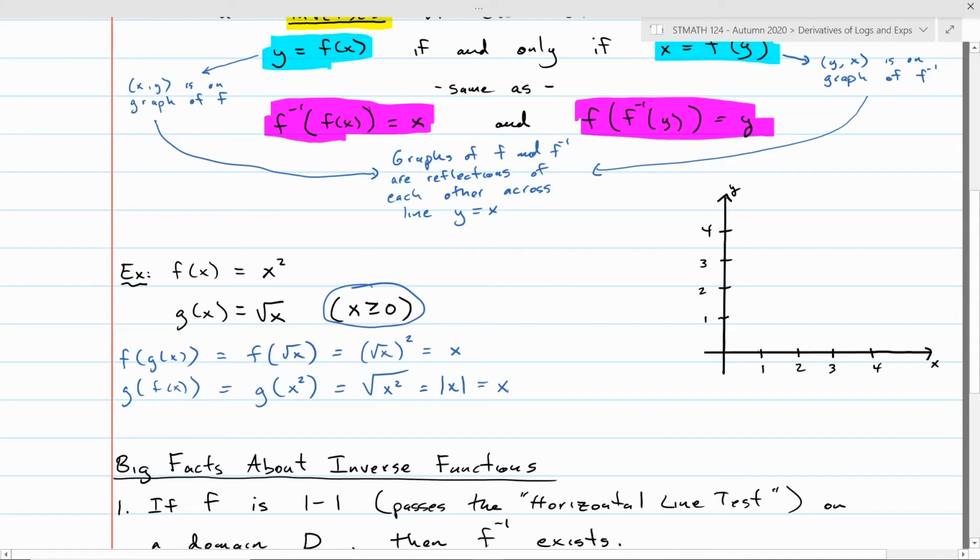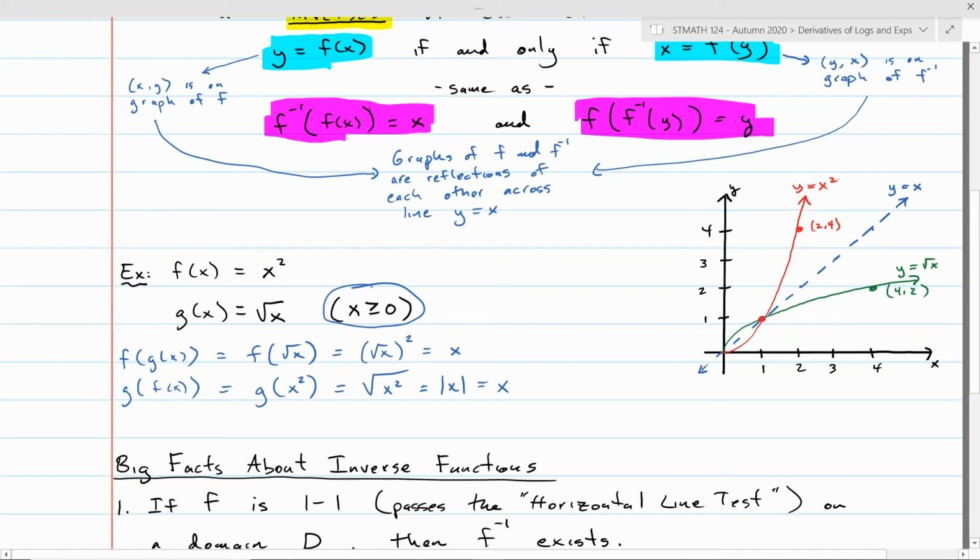So when you plug one function into the other, they undo each other. And so that's what it means for the two functions to be inverses of one another. And if you look at their graphs, you'll see that they have this relationship of being reflections of one another across the line y equals x. I'll put that graph over here on the right now.